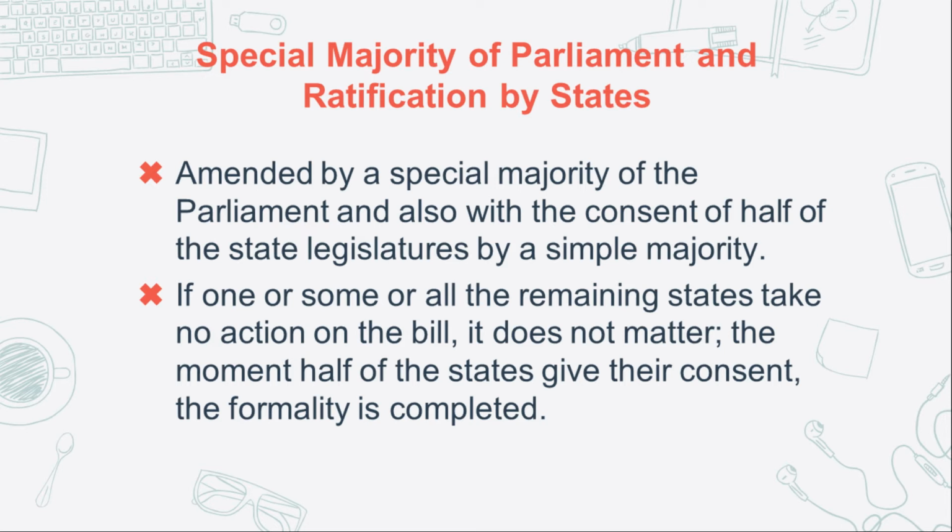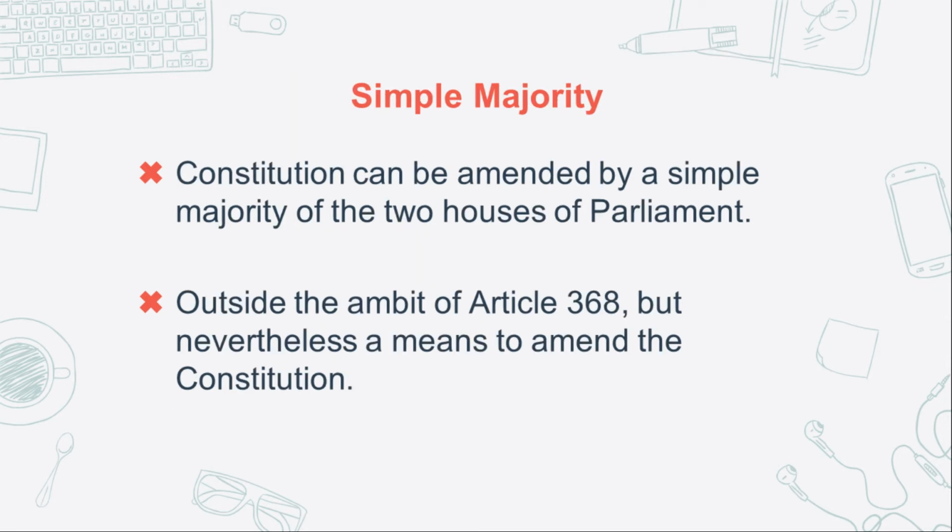Special majority with ratification of states is very easy to understand. It is an amendment by a special majority of the parliament along with consent of half of the states' legislative assemblies. Now, how do we amend the constitution by simple majority?